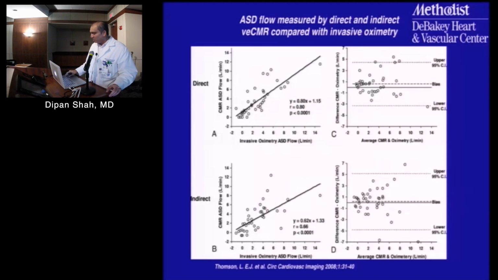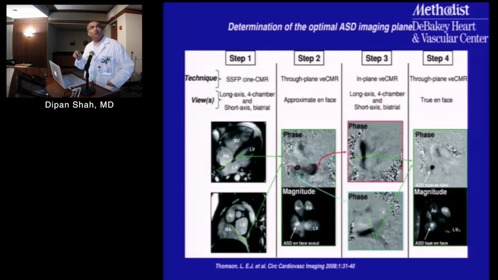The key here, though, is you have to be meticulous about getting a perpendicular plane through the atrial septal defect. Usually we do anywhere from 2 to 4 scout images in the long axis orientation to identify where the flow is going, and then off of those we prescribe a perpendicular imaging plane. This is actually how we do ASD assessments in the CMR lab typically as well.